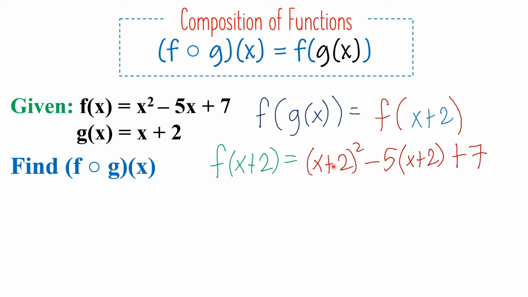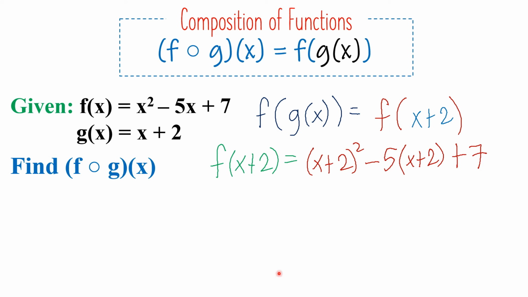Again, x square, naging x plus 2 square, kasi yun yung ginagamit nating value, yung g of x. Then, negative 5x, naging negative 5 times x plus 2. Yung value ng x, pinalitan din ng x plus 2. Then, we just copy the constant here.